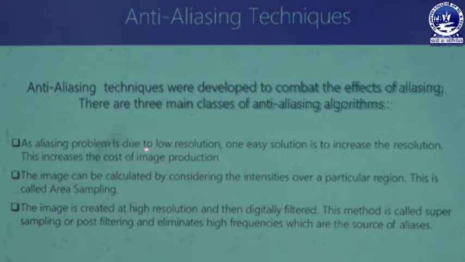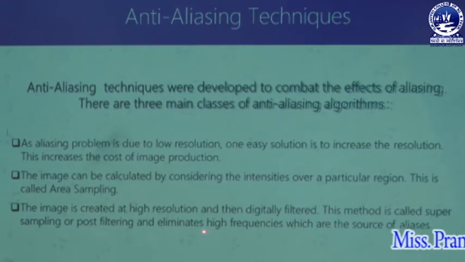That means here, if we increase the resolution of the given images, then the aliasing problem cannot occur, because as we know, aliasing problems occur due to low resolutions. So the cost of image production increases. Now the second technique is area sampling. That means here the image can be calculated by considering the intensity over particular regions. This is called area sampling. That means for whatever pictures are captured, only by using the intensity of the given regions we calculate the given intensity. After that, it views all the pictures on the output screen.